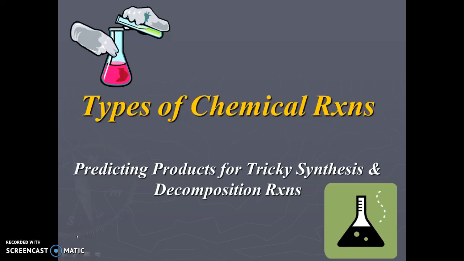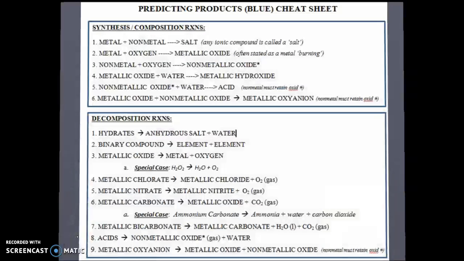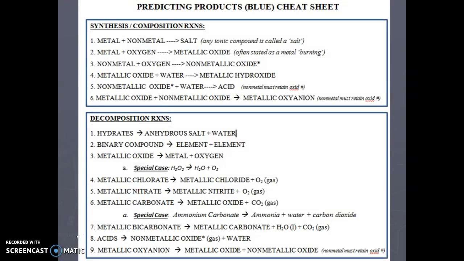Welcome. In this video, we'll be taking a look at how to predict products of composition and decomposition reactions, but this is kind of part two. We're going to deal with tricky situations. We should already know by this point how to do basic problems using your blue cheat sheet, which has the general patterns for how to predict what the products are. But there are a few cases where you have some things that are a little tricky. They're not normal ionic compounds.